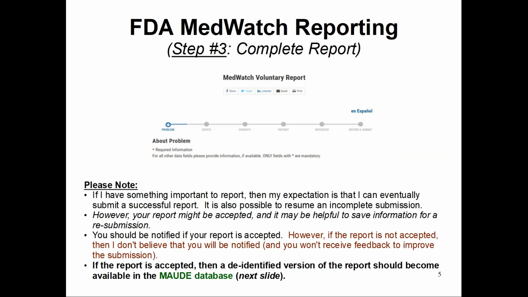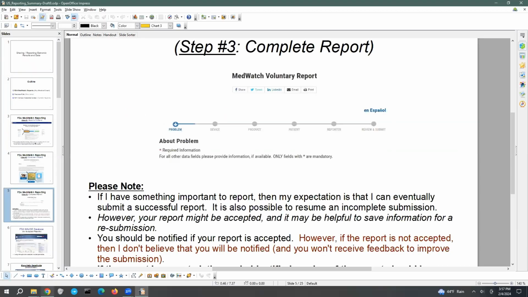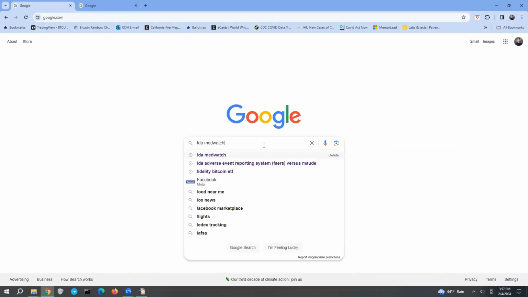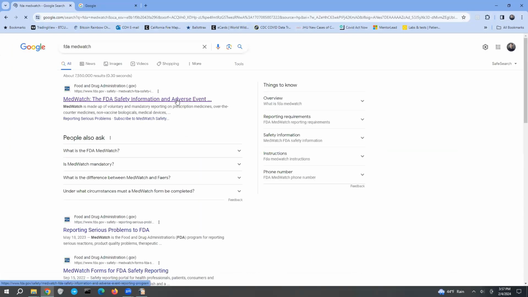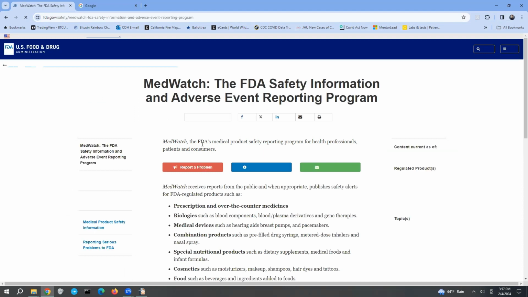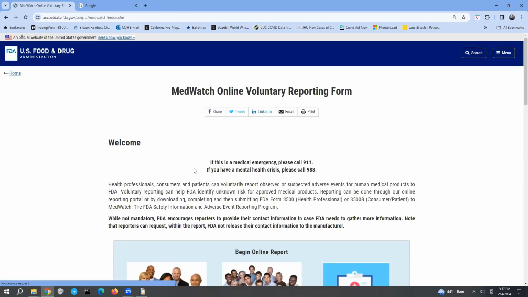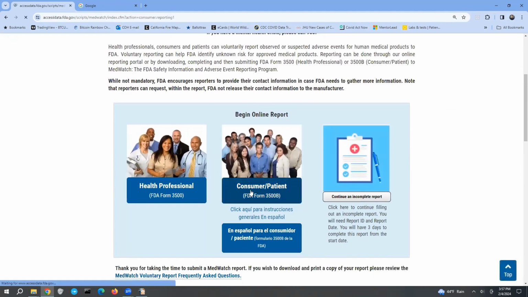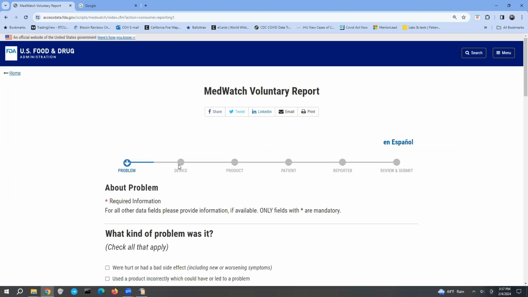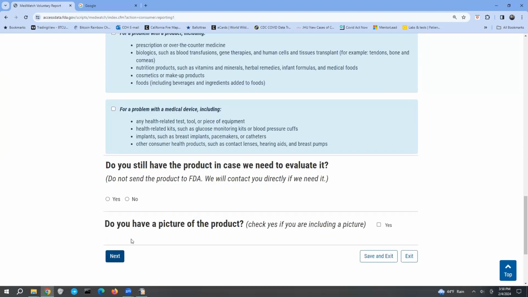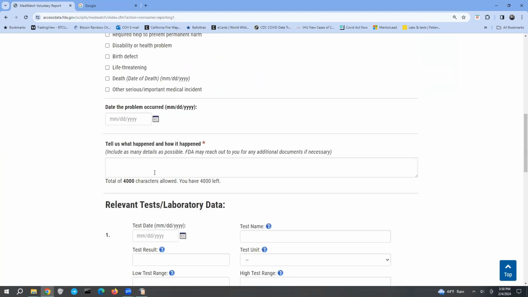But let me go through these past few slides in real time. So if we go to Google and we look for FDA MedWatch, then this will get us to the page that I described. So we click report a problem, and you scroll down, say consumer patient, and each of these dots is a different step in the process. I believe you have to fill out the form in order to get to the next page.